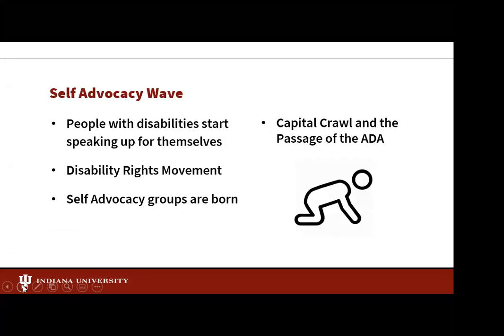So the third wave is the self-advocacy wave, and that's where we find ourselves today, fortunately. That kind of embodies our organization, right? We're a Neurodiversity Coalition. During the self-advocacy wave, people with disabilities started speaking up for themselves. The disability rights movement happened, and self-advocacy groups were born. If you haven't seen the movie Crip Camp, I highly recommend that you watch that movie. It's free on YouTube. It's an awesome movie.